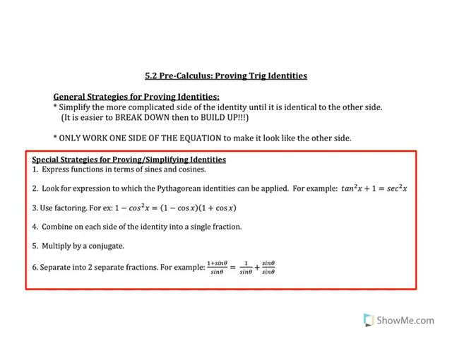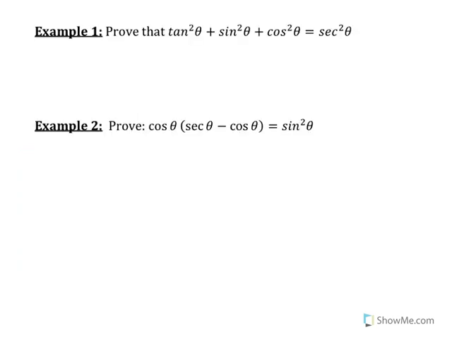You're going to see today, I'm going to combine all the strategies we did with simplifying: expressing in terms of sine and cosine, looking for Pythagorean identities, factoring, multiplying by the conjugate, common denominator, all things we're still going to use. Just now we are going to be proving the identities. So let's look at an example.